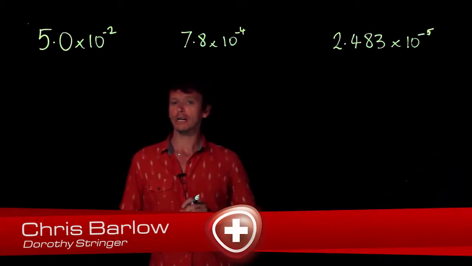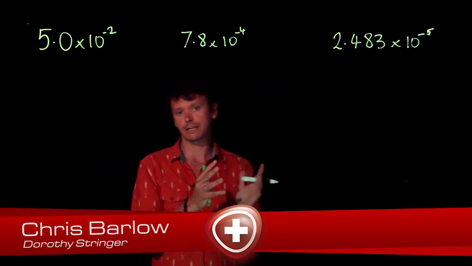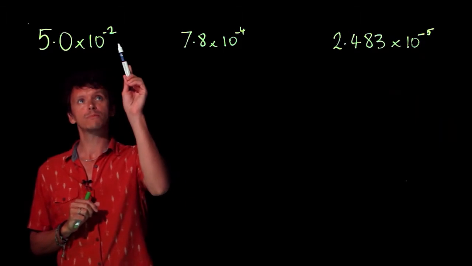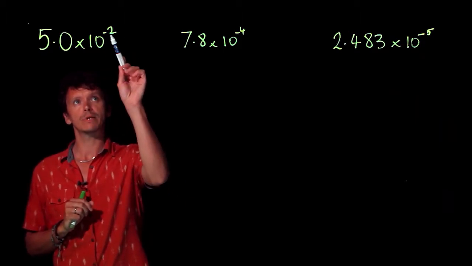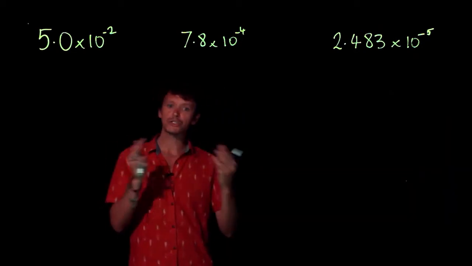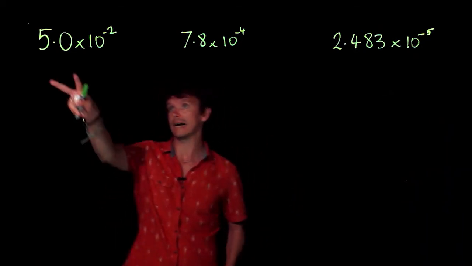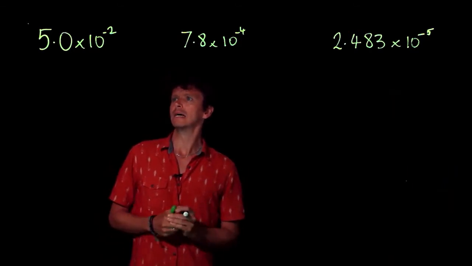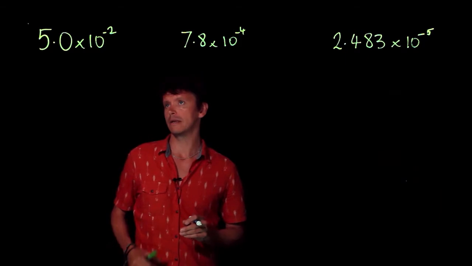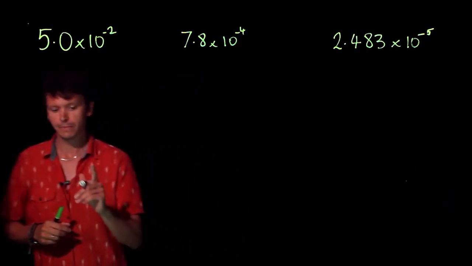Right then, let's have a look at how we would convert out of standard form, out of scientific notation, if we're dealing with these small numbers, and we can tell it's a small number because it has a negative power of 10. So if we want to convert that into a decimal number, i.e. out of standard form, how are we going to deal with that? 5.0 times by 10 to the negative 2.